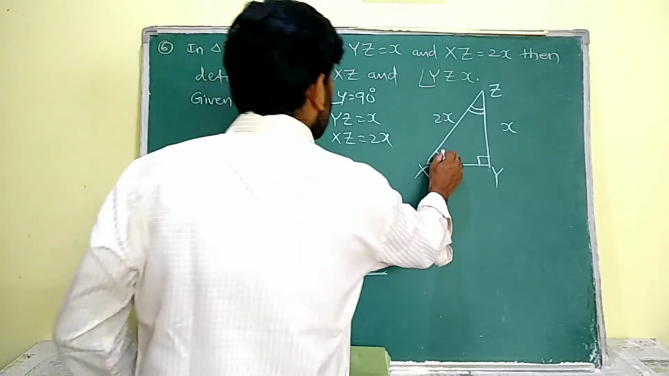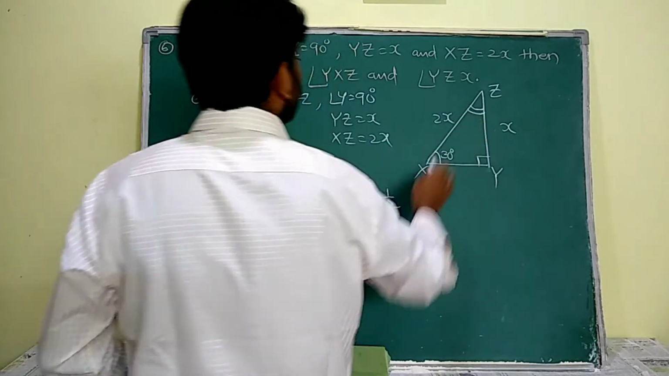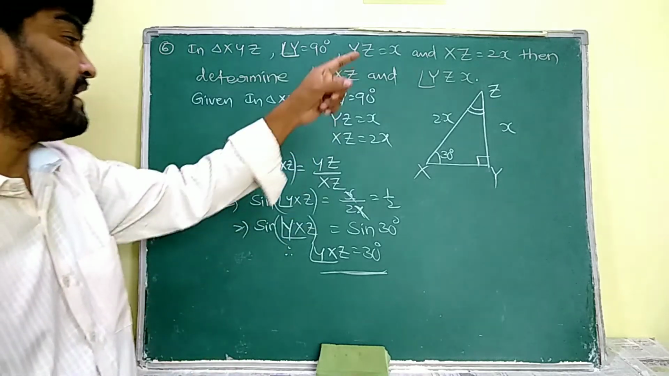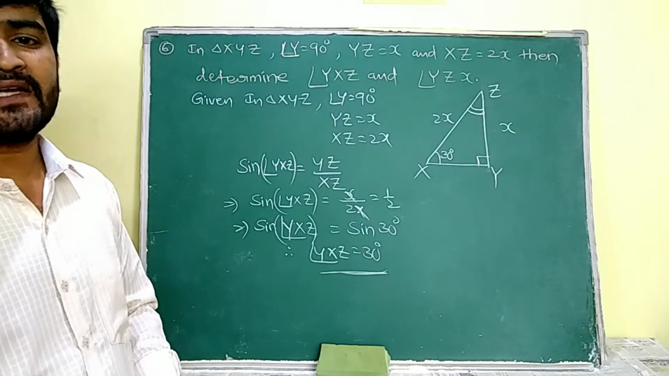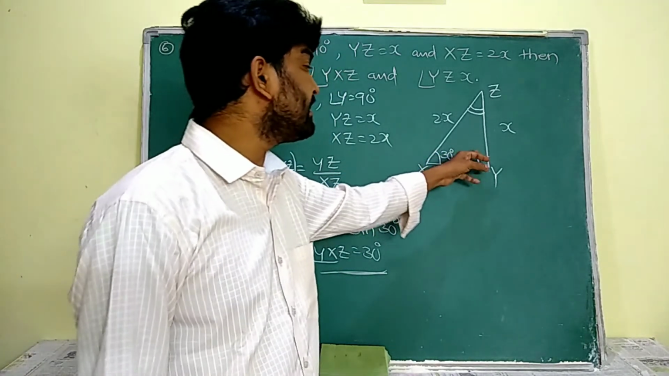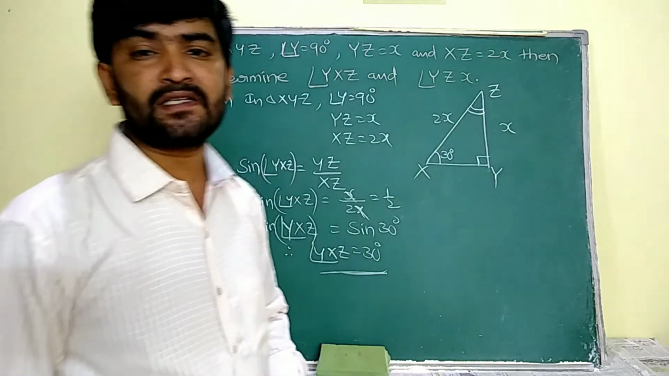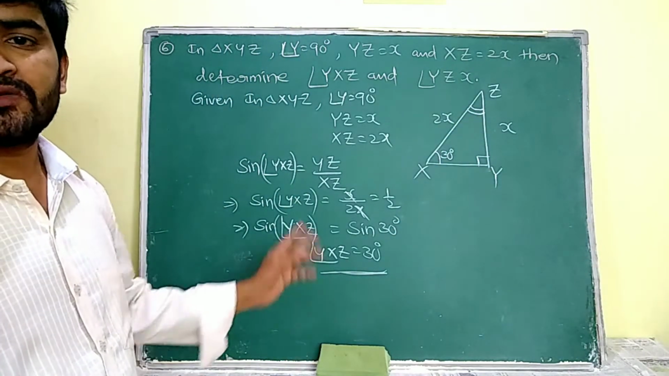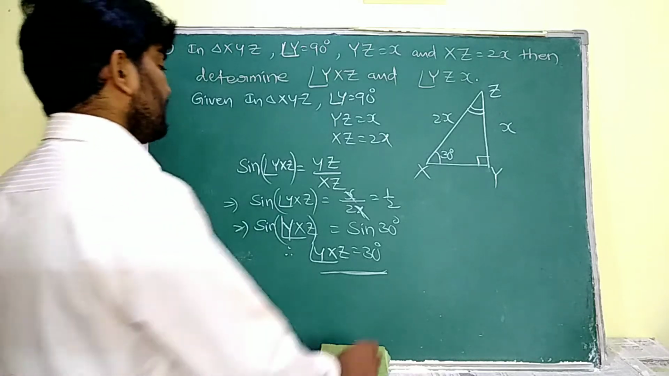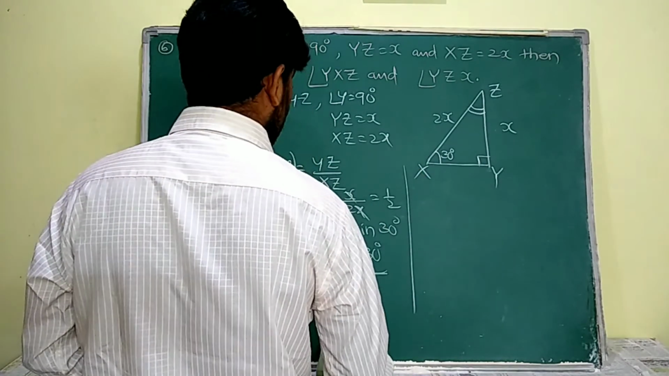So this is 30. If it is 30, definitely YZX is 60 degrees by the angle sum property. Why? Because it is 30, it is 90, so definitely it is 60. You may calculate by using the angle sum property, or else you may follow the same strategy here.